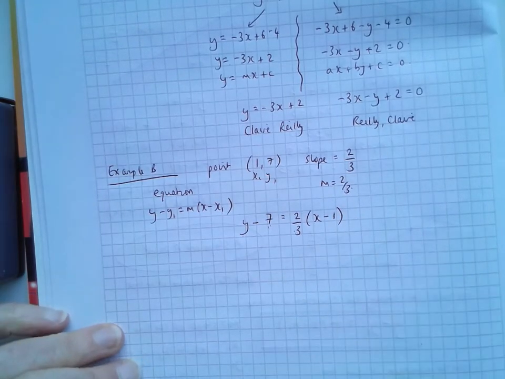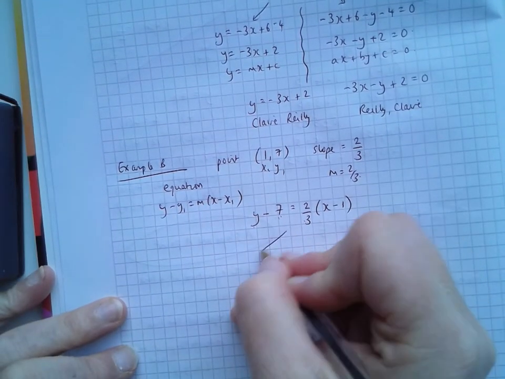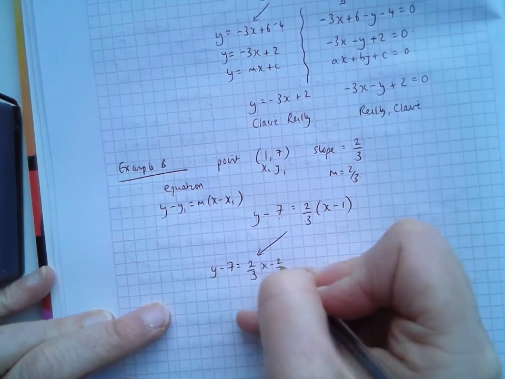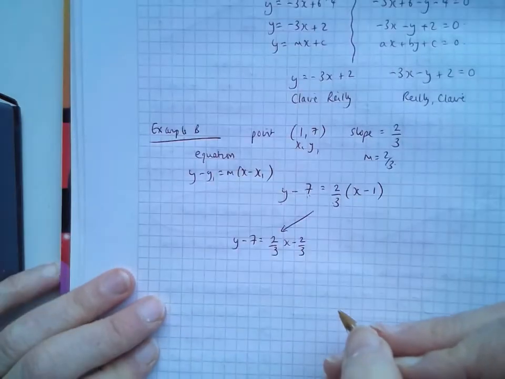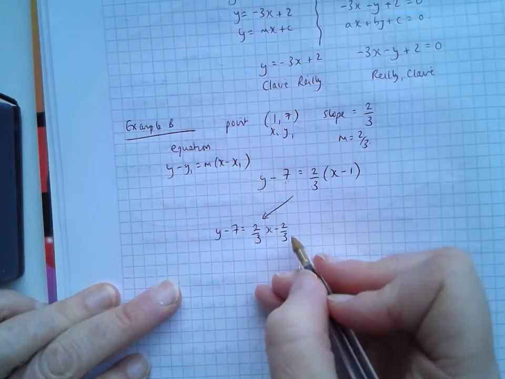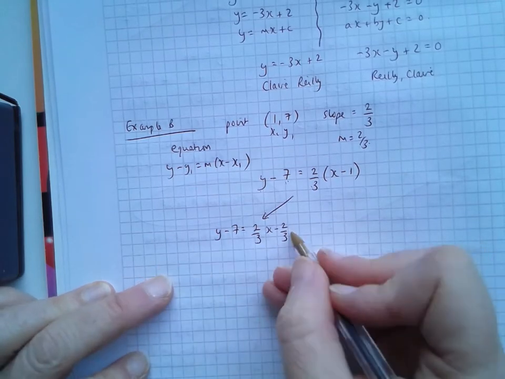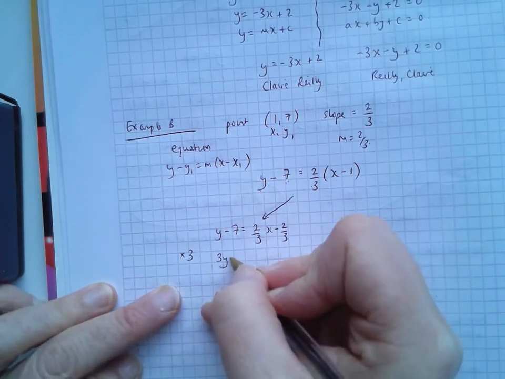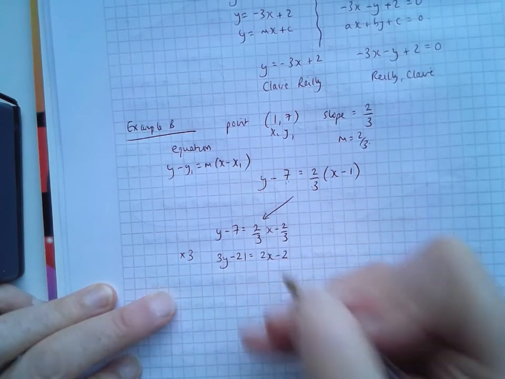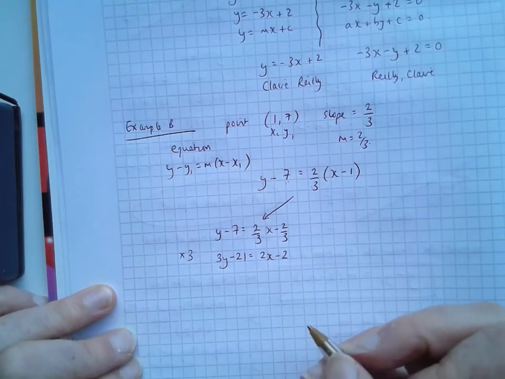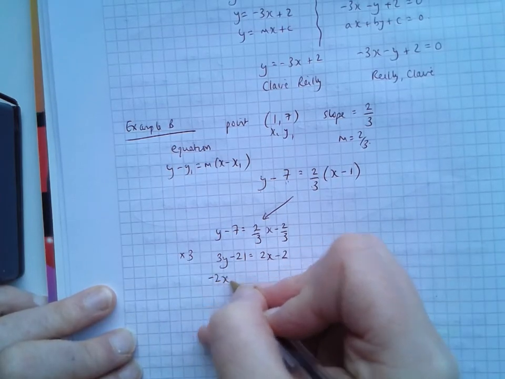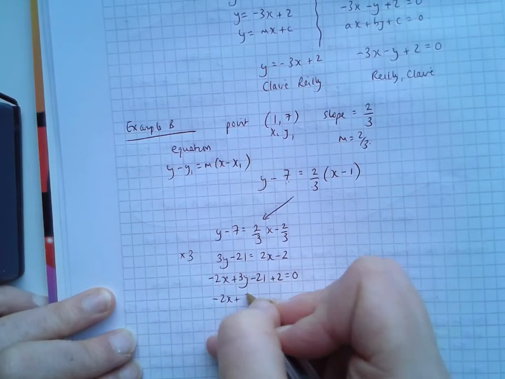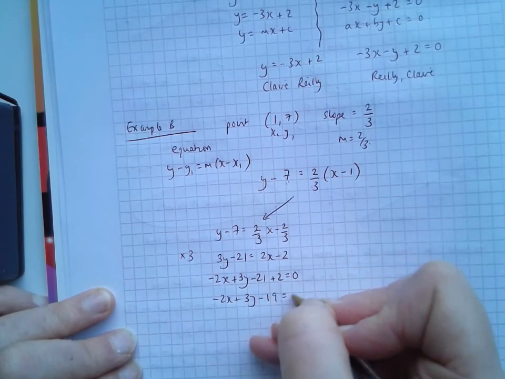Now, a couple of different ways you can do this. Let's do the one way to start with. y minus 7 is equal to 2/3 x minus 2/3. So we just introduce a fraction. Having introduced the fraction, we can then multiply across by something that gets rid of the fraction. So I'm going to multiply across by 3. So I've got 3y minus 21 is equal to 2x minus 2. So I've multiplied everything by 3. So then I end up with minus 2x plus 3y minus 21 plus 2 is equal to 0. Minus 2x plus 3y minus 19 is equal to 0. Okay.